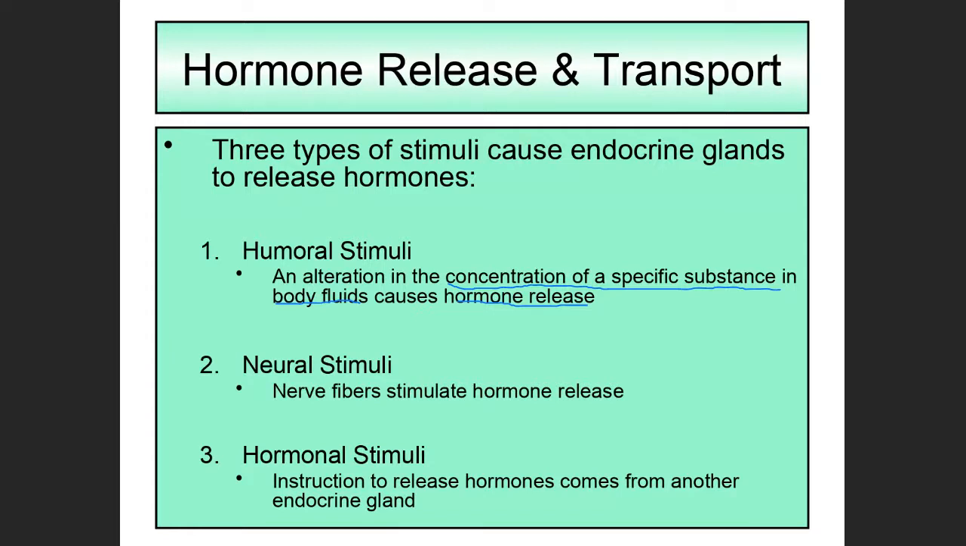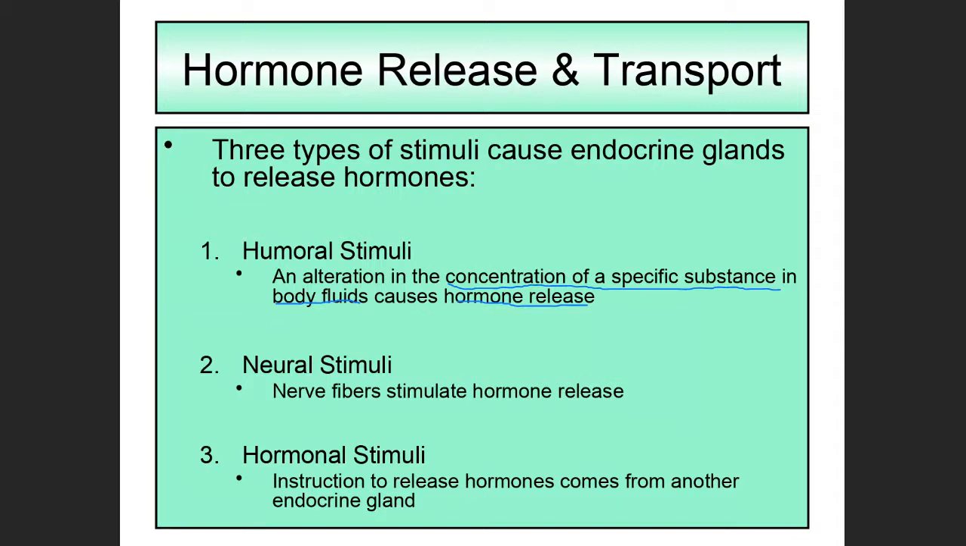We also looked at an example of humoral stimuli back when we were looking at the skeletal system and looking at blood calcium regulation. You may remember when we were in that section that we learned about a couple of hormones, calcitonin and parathyroid hormone, and that parathyroid hormone is released by the parathyroid gland when blood calcium levels become too low. So in that case, the specific substance is calcium. Its concentration has decreased in the blood, which is a body fluid, and that caused parathyroid hormone to be released. So those are two examples of hormones that are released by humoral stimuli.